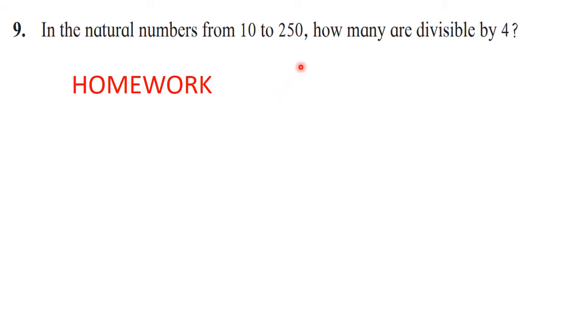You have to write down the AP. That means you will write down natural numbers from 10 to 250 which are divisible by 4. So now see, 10 is not divisible by 4. So after 10, you will think of the next number which is divisible by 4. So here your AP will start with 12. So how you will write down the natural numbers from 10 to 250 which are divisible by 4 are, then you will write 12, 16, 20 and so on.